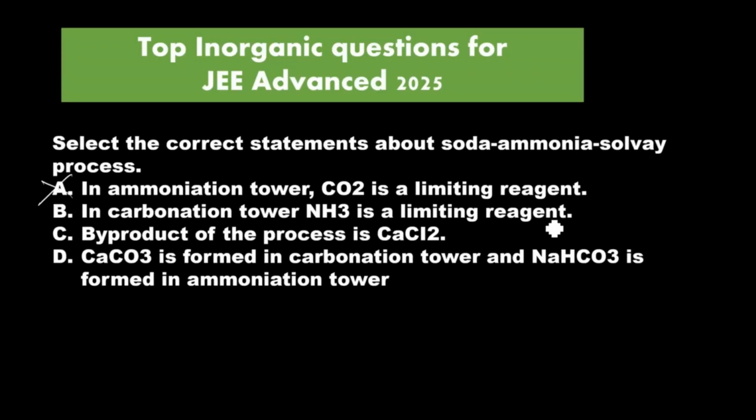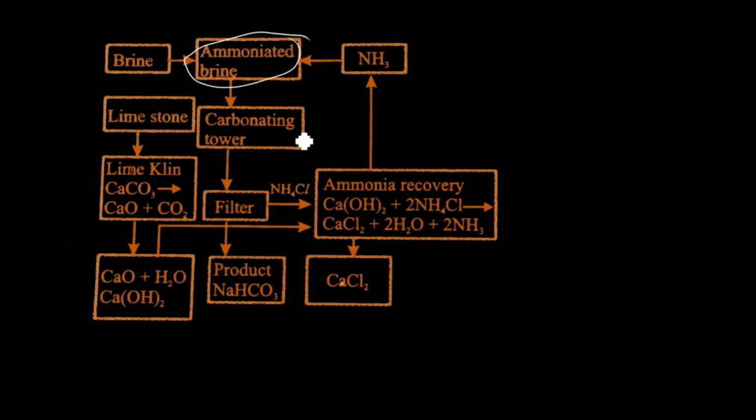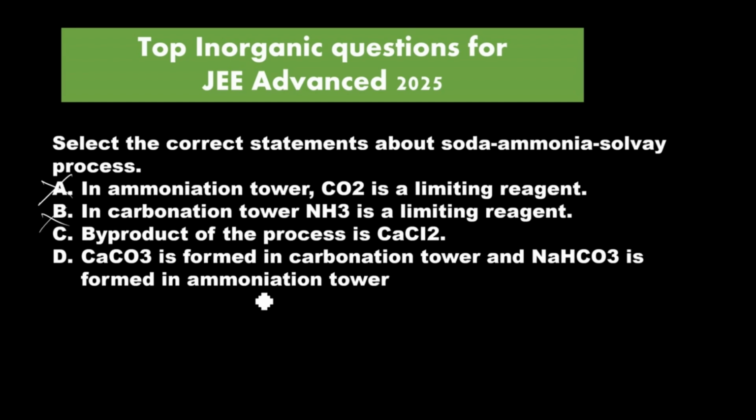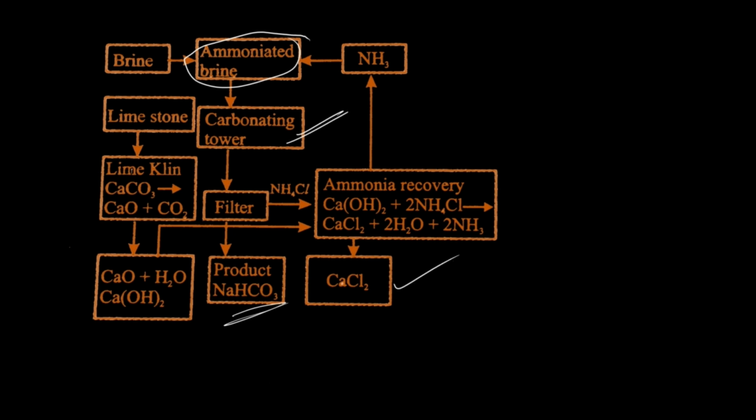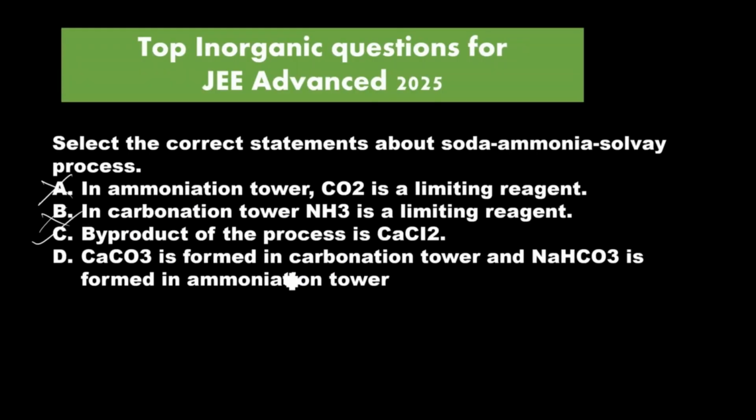Then in carbonation tower, ammonia is a limiting reagent. In carbonation tower, CO2 is bubbled through the ammoniated brine. Here a precipitate forms, the product sodium bicarbonate. CO2 is our limiting reagent, not the ammonia, right? So that can't be our answer. And the byproduct of the overall process is CaCl2. That is true, so this option is right.